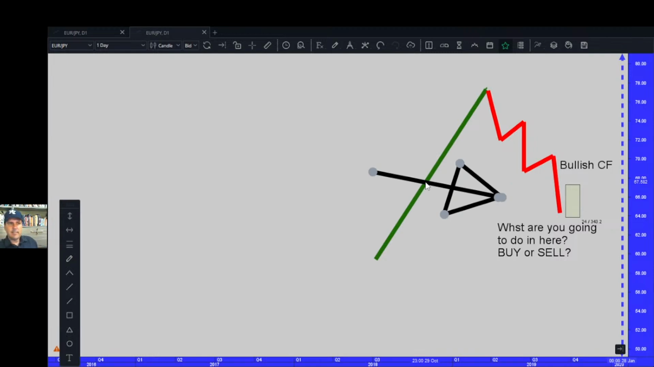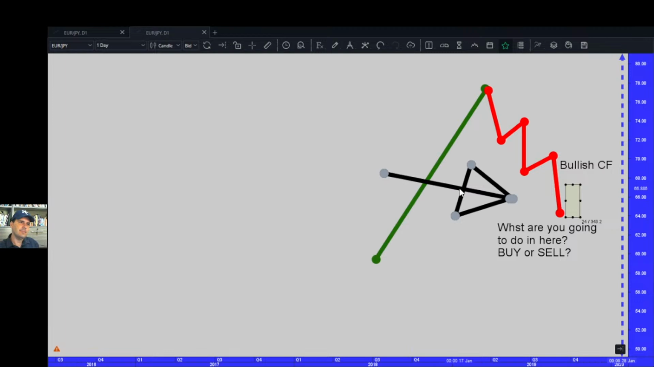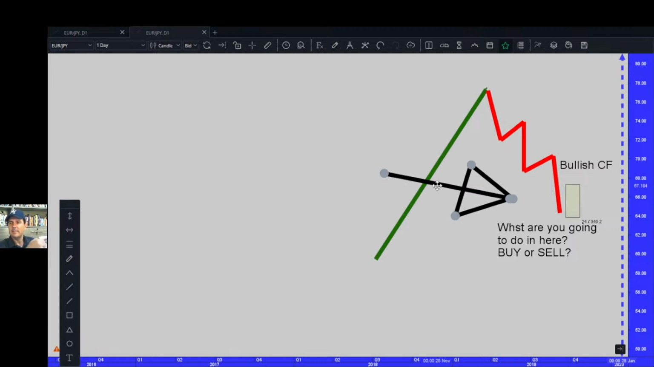Ernesto says, buy the candlestick formation. Dimitar, prepare to buy on the smaller time frame. Anybody else?